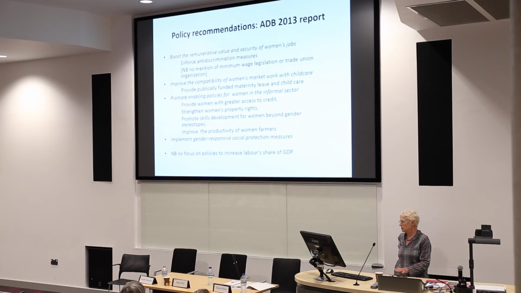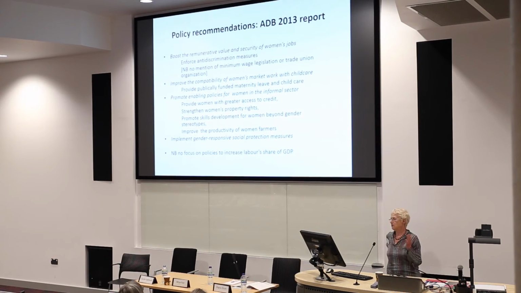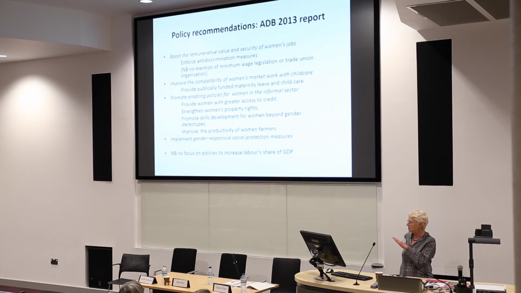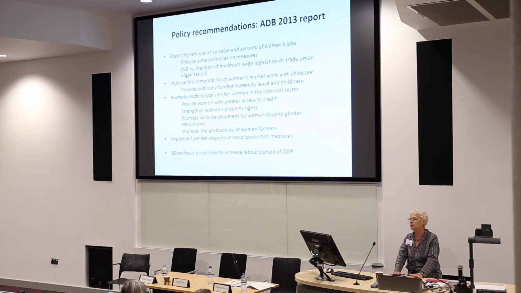Improve the compatibility of women's market work with childcare, provide publicly funded maternity leave and childcare. But there wasn't much discussion of the issue of women employing other women as domestic workers to take care of their children, and the issues of improving the rights and the income of paid domestic workers. And then a lot of policies about promoting enabling policies for women in the informal sector and implementing gender responsive social protection measures, none of which I would have any specific quarrel with, but what I missed from this whole discussion was any focus on policies to increase Labour's share of GDP. If we're getting more women into labour markets, but it's a time when Labour's share of income is falling, then maybe we also need to look at a broader set of policies which may not be specifically targeted to women, but which try to address how we can improve Labour's situation compared with capital.